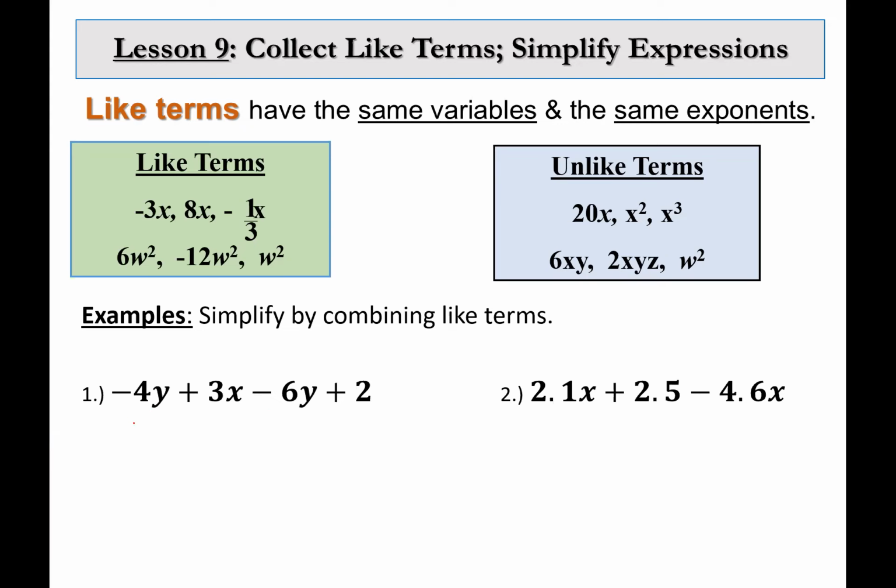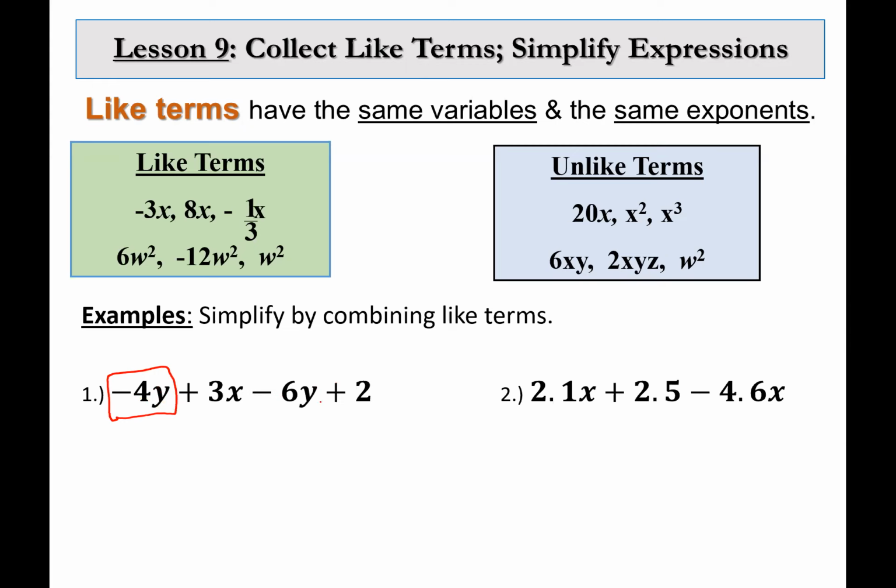Okay, so I like to go left to right. Let's start with the negative 4y. I'm drawing a little box around it. You can circle it, you can highlight it, or you can just underline it. Let's see if there are any other terms in this expression that have the same variable and the same exponent. In this case, that variable would be y. So again, negative 4y plus 3x minus 6y plus 2.